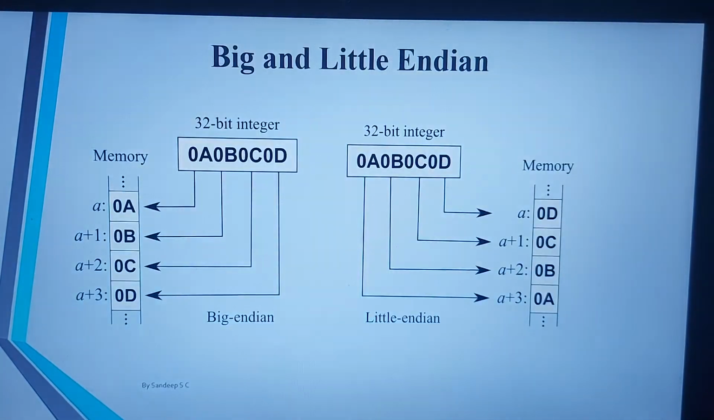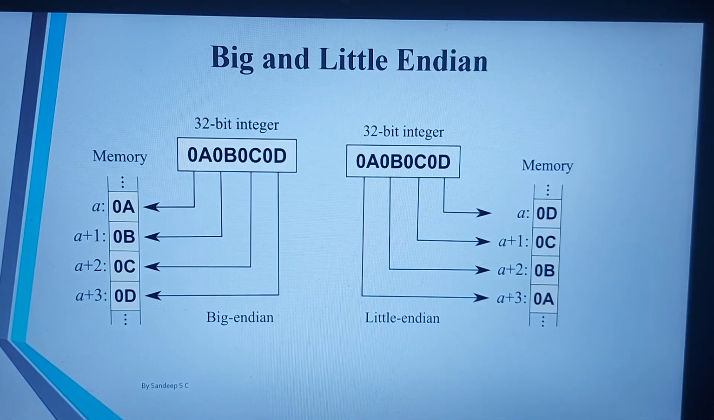So with this, we go ahead with big and little endianness. Endianness is basically a way in which the data is stored in the memory. There are two methods in which the data can be stored in the memory. One is big endian, another one is little endian. As I said, endianness is a method in which the data is stored in the memory.